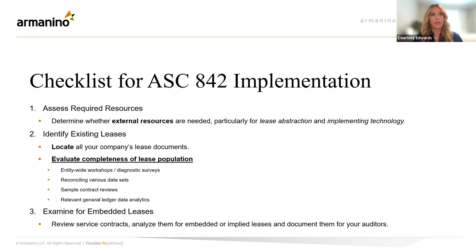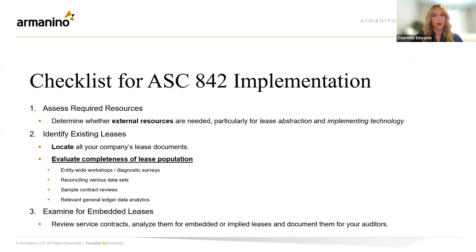The second aspect of this would be evaluating completeness of the lease population. This should be your top priority. This is probably the only thing that I have highlighted in this entire presentation. This is, time and time again, something that auditors will pick on. This should be a very, very focused activity for your team, without a doubt. Performing a completeness review involves a number of activities. This could include entity-wide workshops, diagnostic surveys, reconciling various data sets, GL analytics, and sample contract reviews.